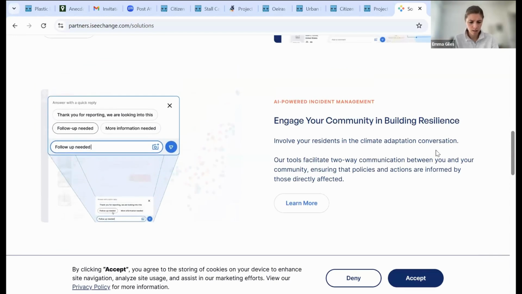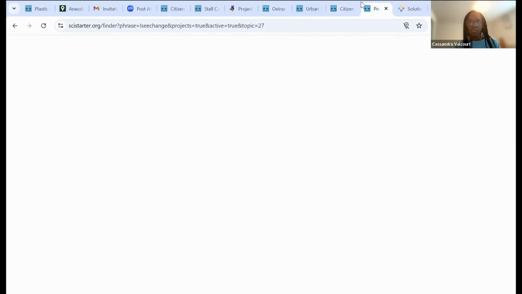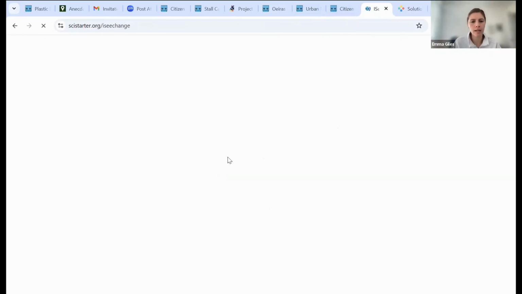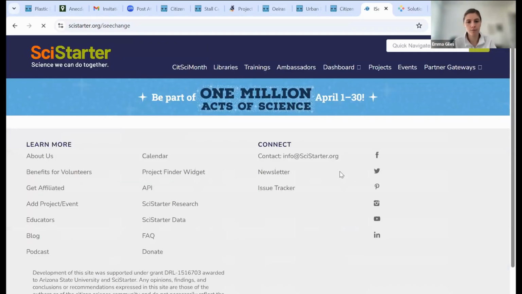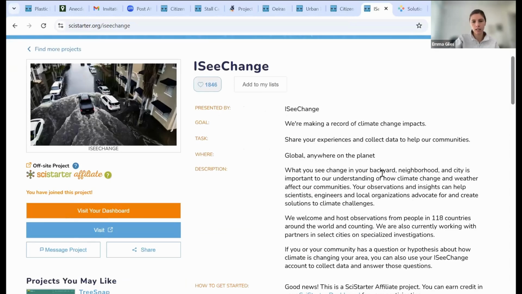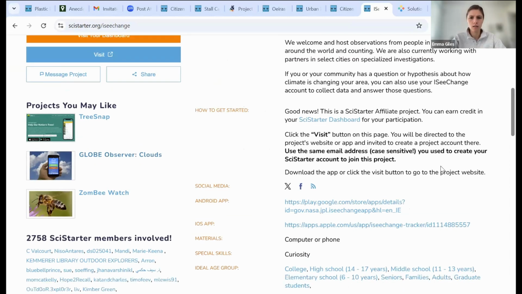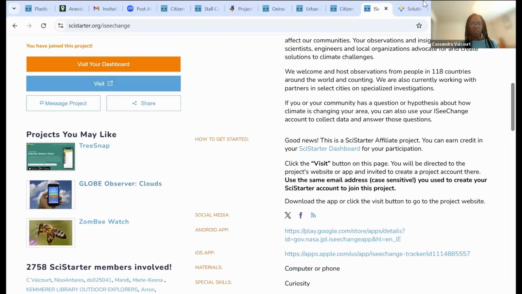Let me see. ISeeChange. While I'm re-downloading it, for anyone who's online with us, can you visit the SciStarter page for ISeeChange? Awesome. If you look it up on SciStarter, it'll show up, and it is an affiliate project. I wanted to review the instructions there for anyone online who wants to connect, and I'll drop the link for the SciStarter page in the chat as well. What does it say there on how to get started? You just click visit and it will take you to the website.